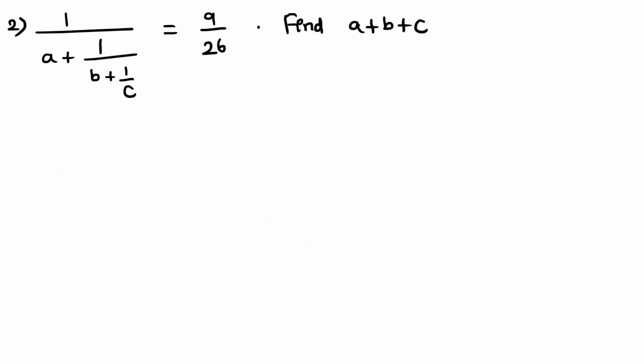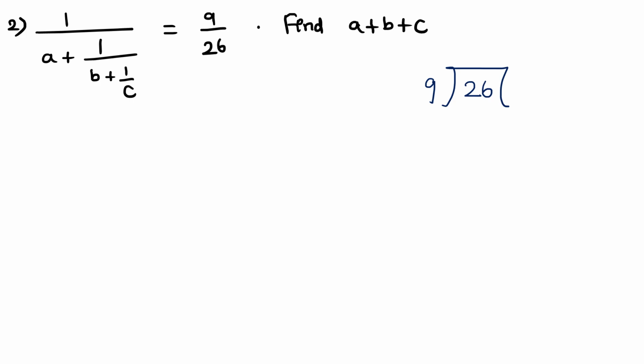This is quite different from the previous problem. Here you have a, b, c and only one in the numerator part, and the other part as a fraction. In this case, you may think how you can solve it. When you want to solve it, first I will use the step division as you do for the HCF, the same logic. You will be writing 26 and 9 like this.